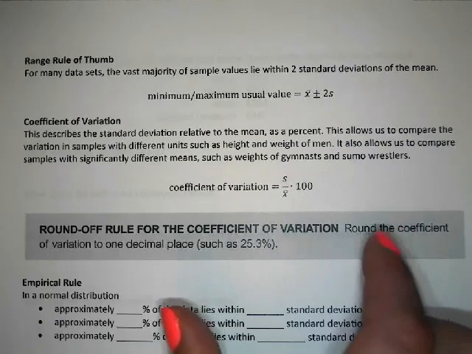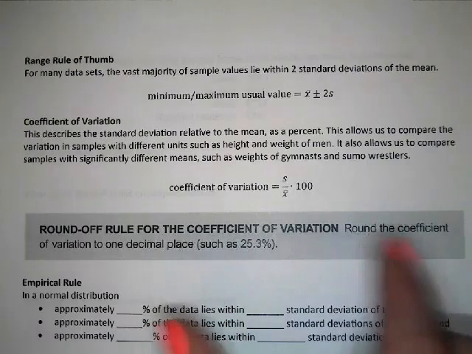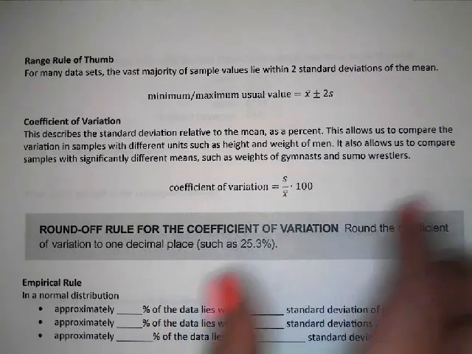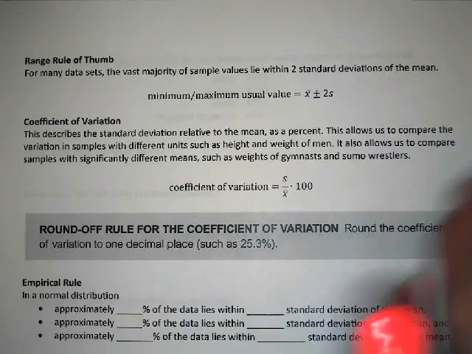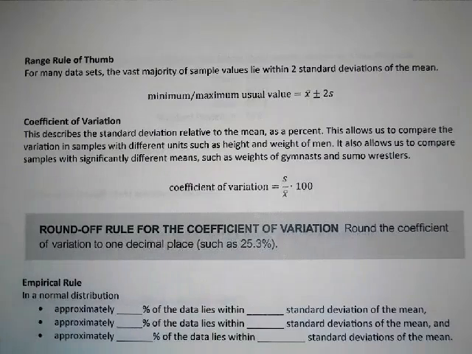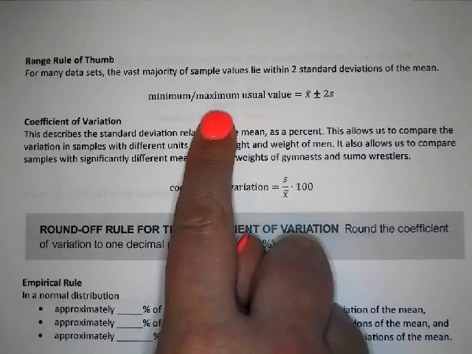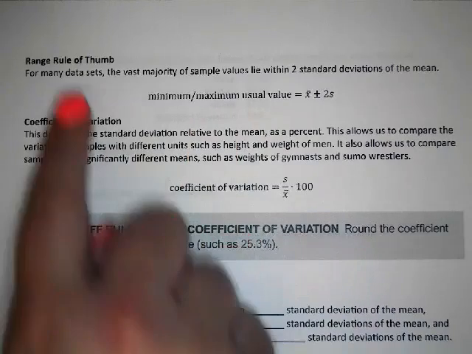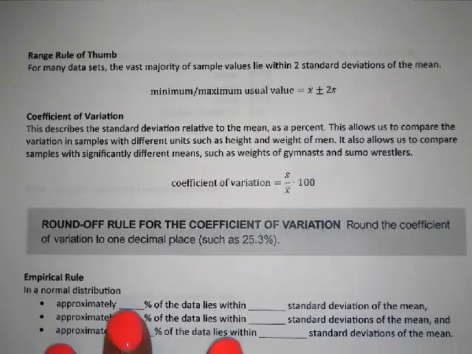This is the first time we've had a numerical or mathematical standard of how we could calculate an outlier, as opposed to just looking at a data set and saying that number seems pretty high, or that number seems pretty low, they're probably outliers. Now we can say, well, it's outside of 2 standard deviations from the mean, so it's probably an outlier. That's the benefit there, and that's called the range rule of thumb.